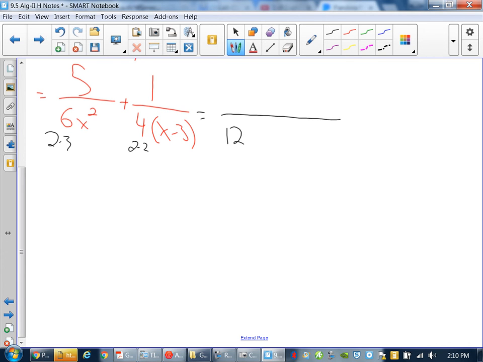On the left-hand fraction, I have an x squared. The right one doesn't have it, so I need to write it down. The right fraction has an x minus 3. The left fraction doesn't have it, so I write it down.